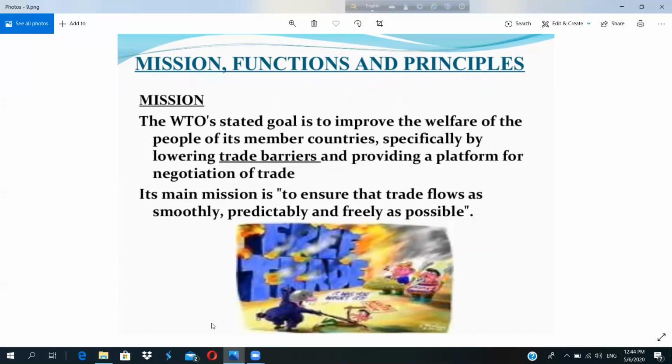Okay, mission, functions, and principles of WTO. Mission. The mission of WTO is to improve the welfare of the people of its member countries, specifically by lowering trade barriers and providing a platform for negotiation of trade. Its main mission is to ensure that trade flows as smoothly, predictably, and freely as possible. So WTO's main purpose is to reduce barriers and expand international trade.